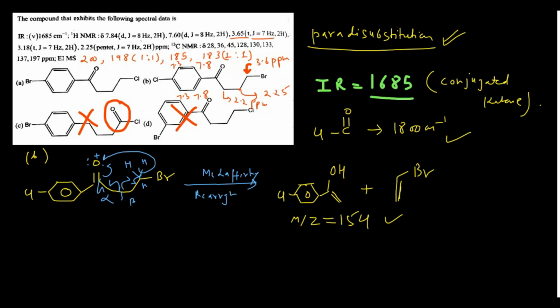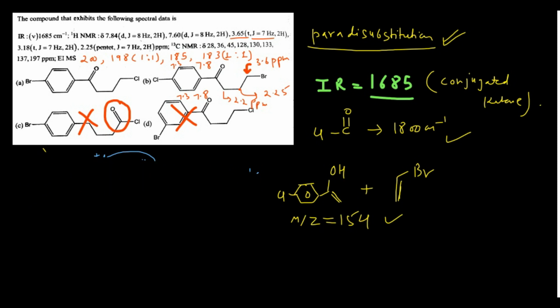That means option B cannot be your answer. When option B cannot be your answer, I can remove it. You can take a screenshot of this one if you want. Now I can go for option C.